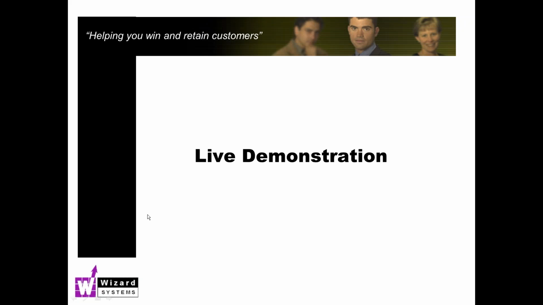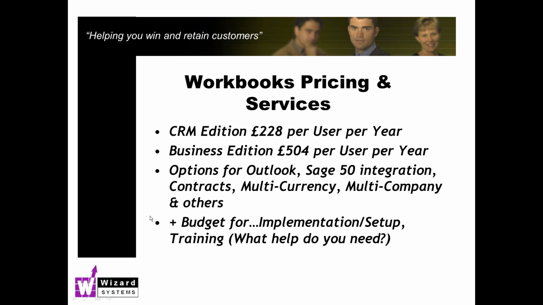So as I normally do on our weekly sessions, I do cover a little bit of pricing before we go into our question and answer session. So here are the subscription prices for Workbooks. Here's the two editions, CRM Edition or Business Edition. These are the prices per user plus VAT. So it's £228 per user per year for the standard CRM edition. If you want the Outlook integration, if you want to integrate your emails and share in a bi-directional way your calendars, tasks, contacts, the Outlook integration can do that. That's £48 per user per year.